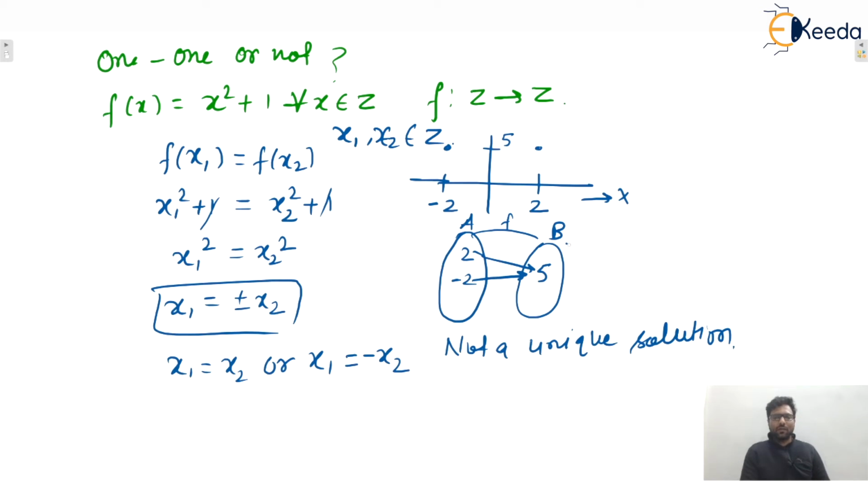This is not 1 to 1. This is many to one because two elements have the same image. That means many to one correspondence is there. So in this manner, you can prove whether a function is 1 to 1 or many to one, isn't it? I hope this is clear to everyone. Okay, one more method is there.